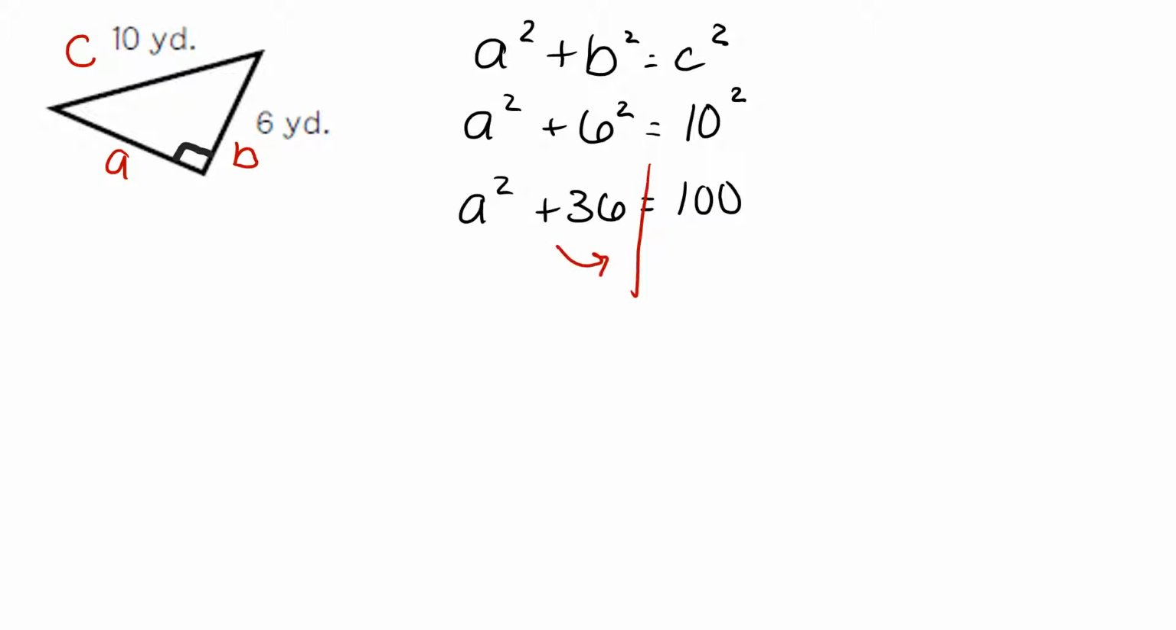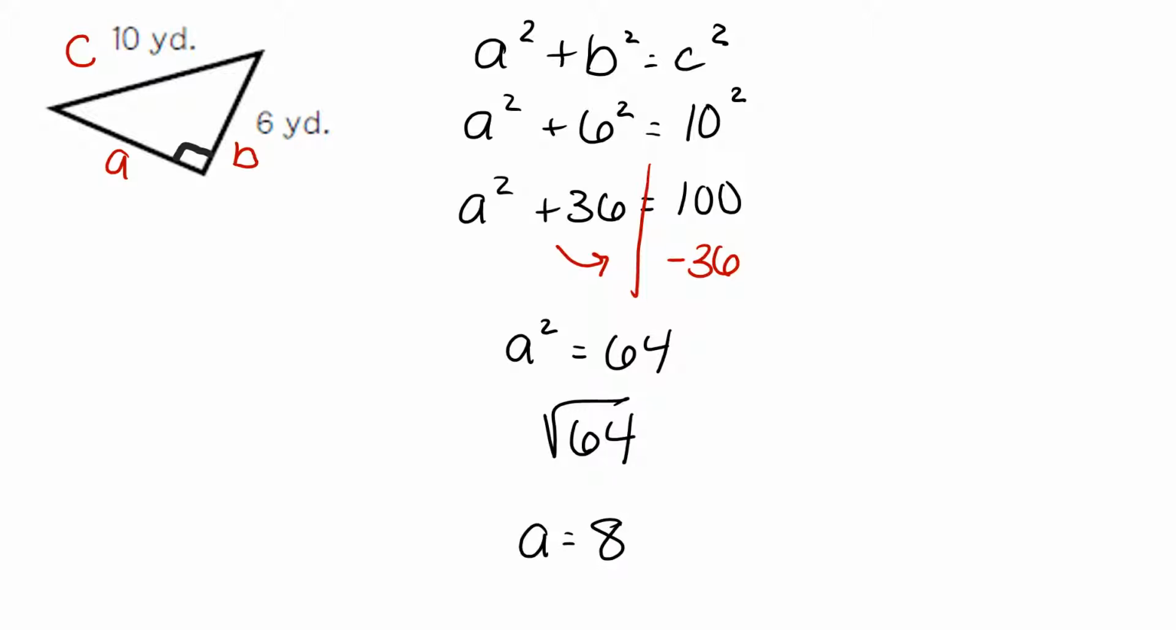Combining like terms, 36 and 100 are on opposite sides, so we do the opposite operation. Instead of plus 36, we do the opposite. We do a minus 36. 100 minus 36 is 64. Our last step is to take the square root. The square root of 64 is 8.